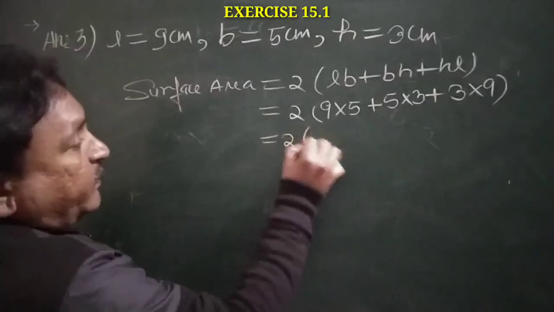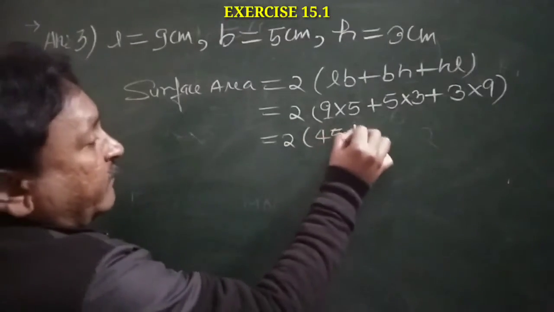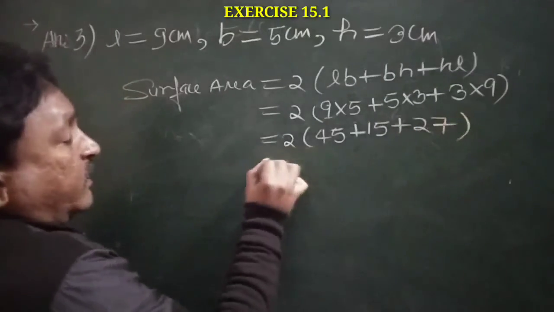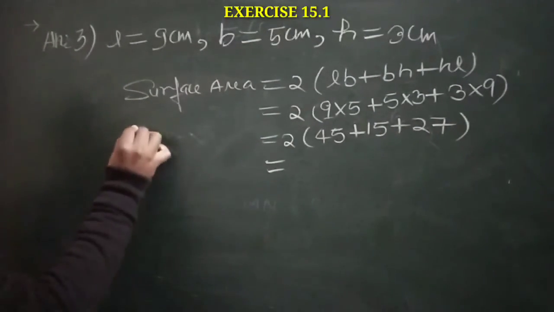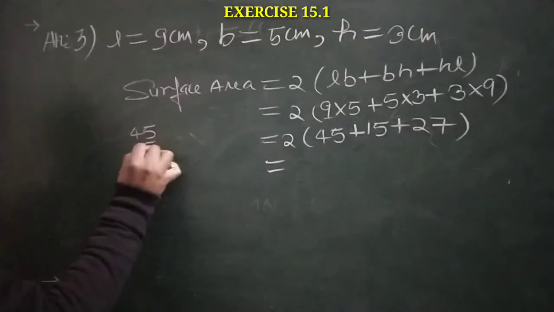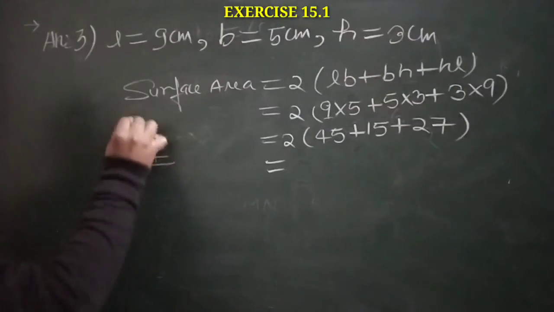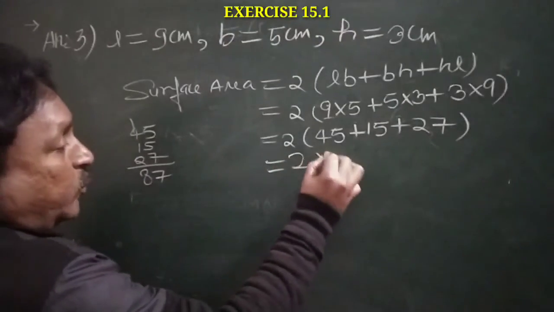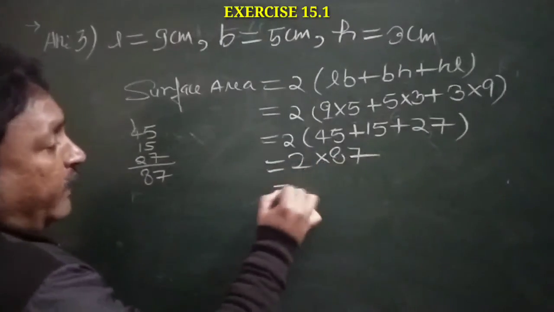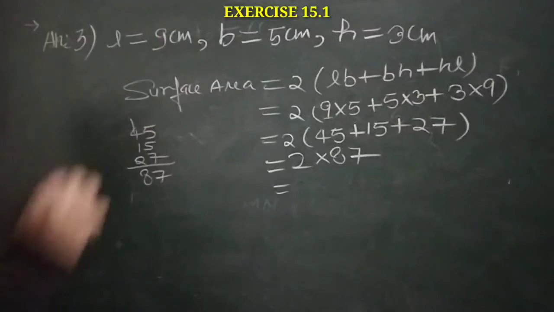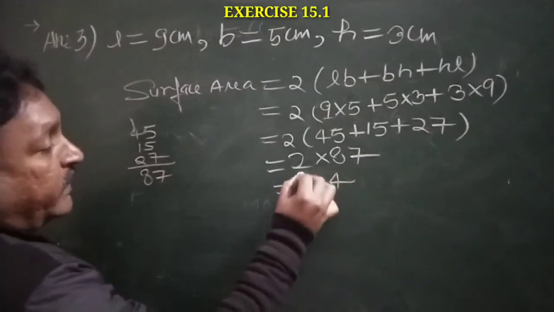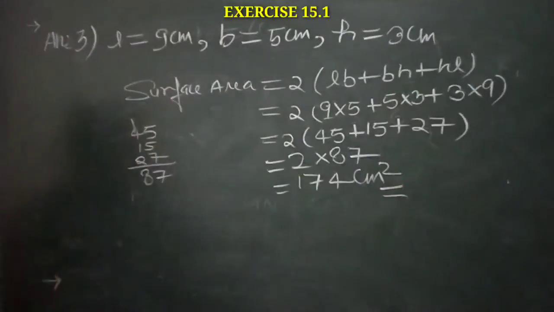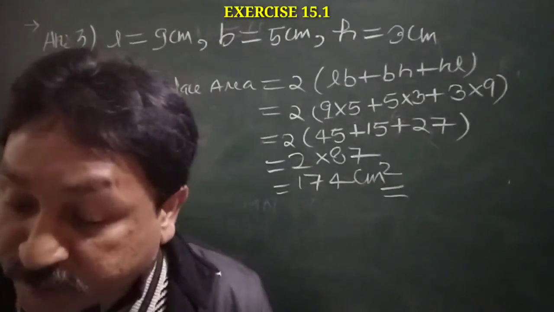Just see it here. 9 fives are 45 plus 5 threes are 15, 9 threes are 27. So first of all we have to add 45, 15 and 27. Answer will be 87. So 2 into 87, now we have to just multiply 2 into 87, 7 twos are 14, 16 and 1, 17, 174 centimeter square. In this way you have to solve question number 2 and 3.